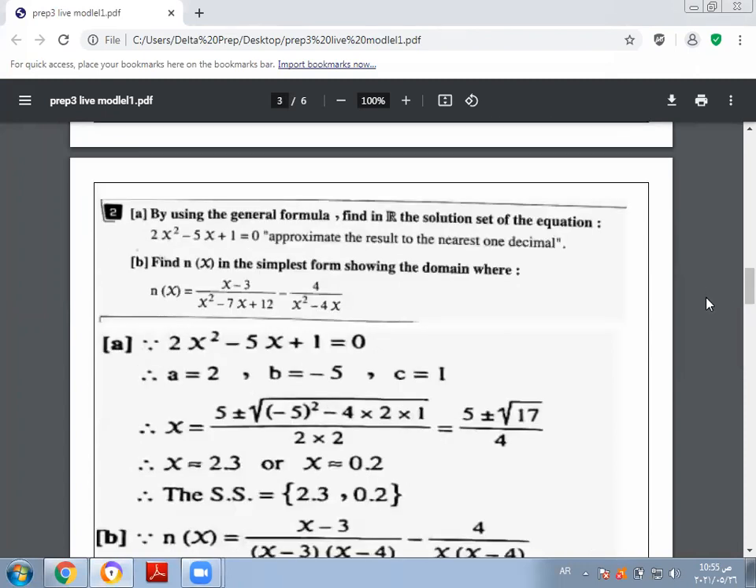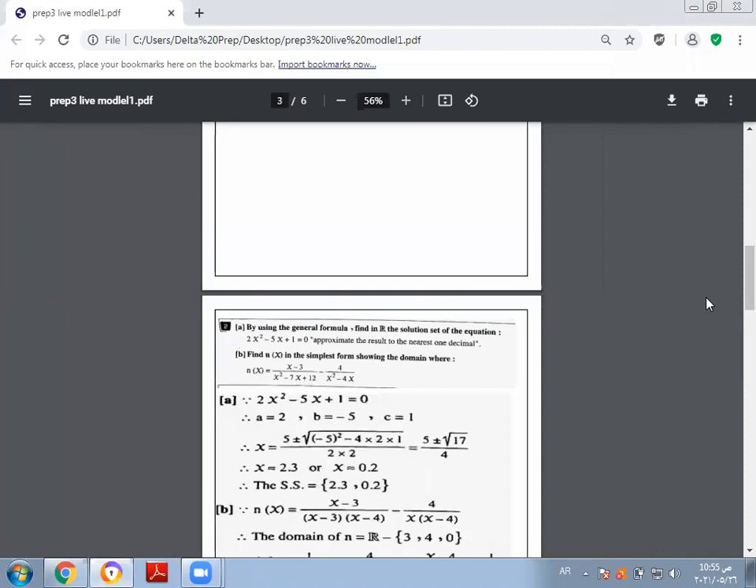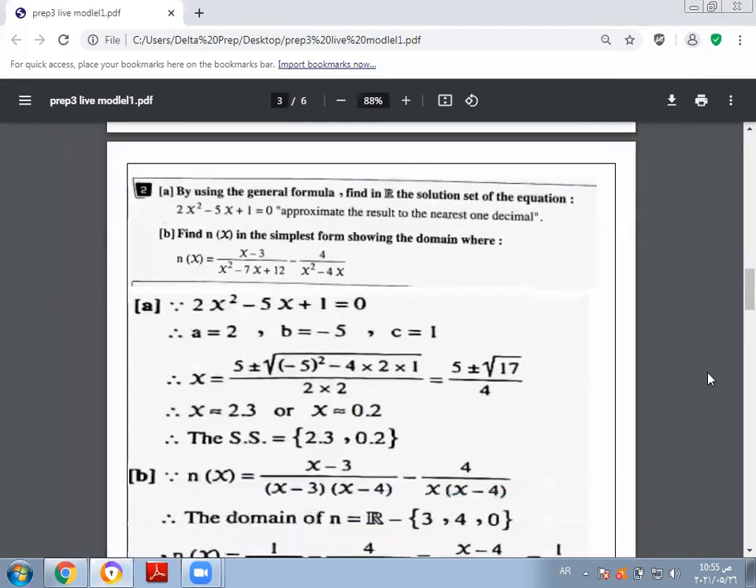Question number 2. There are two questions. The first, letter A, by using the general form, find in R the solution set of the equation 2x power 2 minus 5x plus 1 equals 0. Approximate the result to the nearest one decimal place. Question B, find n(x) in simplest form and show the domain. If n(x) equal x minus 3 over x power 2 minus 7x plus 12 minus a fraction whose numerator is 4 and whose denominator is x power 2 minus 4x.